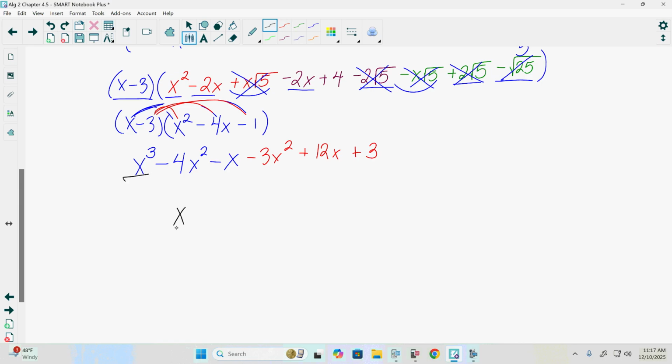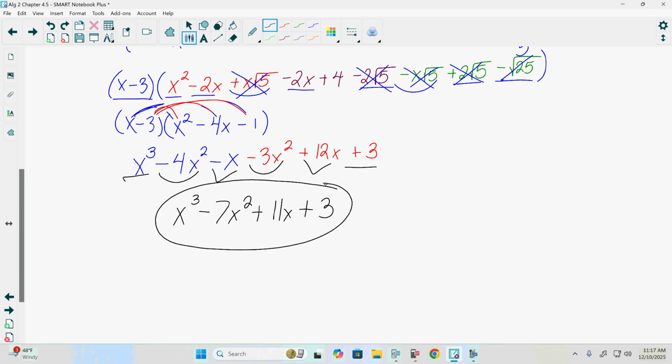Finally, we'll finish combining like terms. We'll have x cubed. Negative 4x squared minus 3x squared is negative 7x squared. Negative x plus 12x is plus 11x. And our constant term is just plus 3. So the polynomial of least degree with leading coefficient of 1 for these zeros is x cubed minus 7x squared plus 11x plus 3.